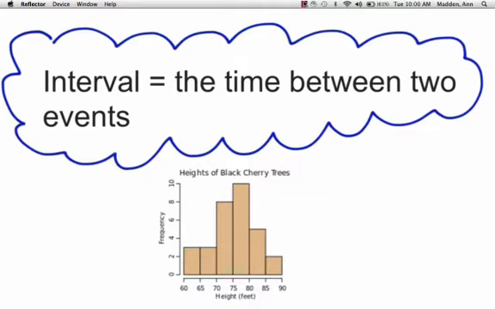So let's take a look at the heights of black cherry trees. This is a histogram. The first bar there shows the intervals between 60 to 65. All of the heights that fit between 60 and 65 fit in that first bar. The second bar is 65 to 70. So all of the heights of the black cherry trees that fit in between 65 and 70 fit into that bar, and so forth as it goes up.